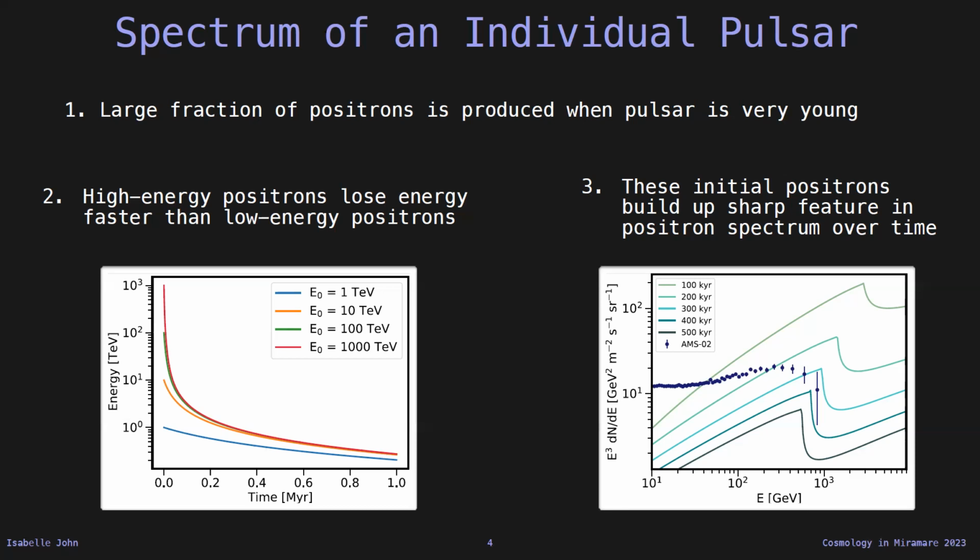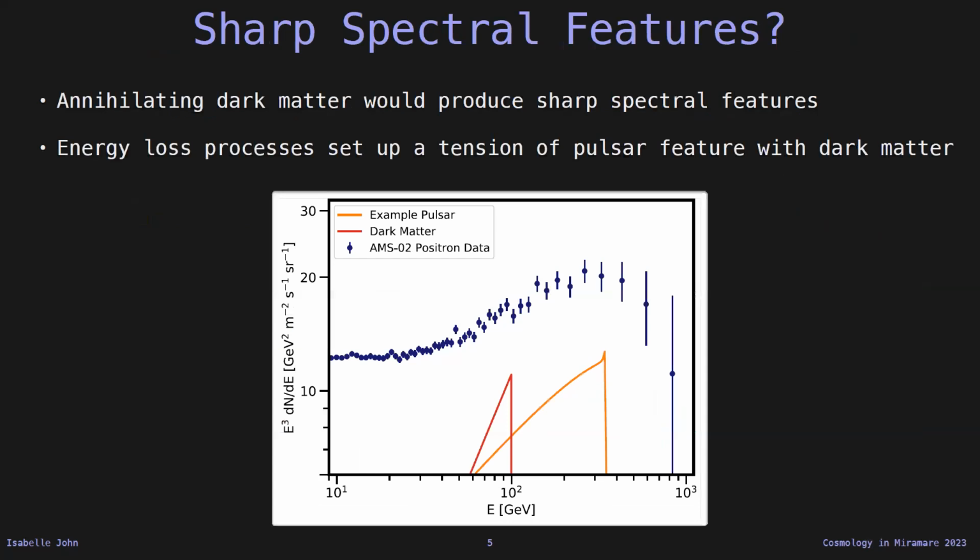Anyway, we get this sharp feature, which is a bit unfortunate because also from dark matter we would expect a sharp feature. And this feature from the pulsars we get from the energy losses. So we have this potential degeneracy between the pulsar feature and the dark matter feature. And to understand why we get this, and also to be able to distinguish the two, we have to look more closely at how we model energy losses.